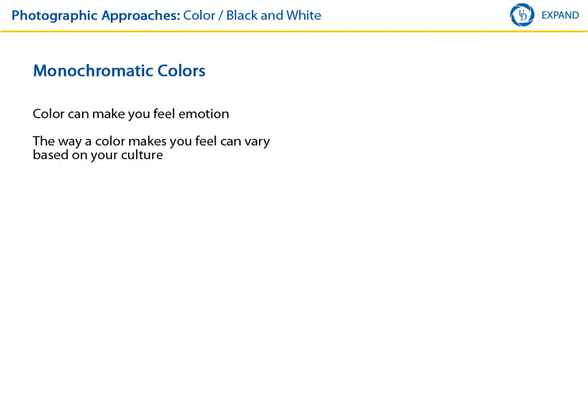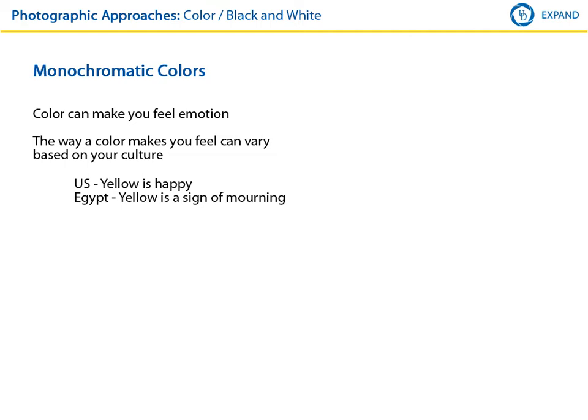Different colors can play a significant role in our emotional response to an image, and how a color makes you feel can vary based on your specific culture. For example, in the US, yellow is often seen to represent happiness, whereas in Egypt, yellow is reserved for mourning.